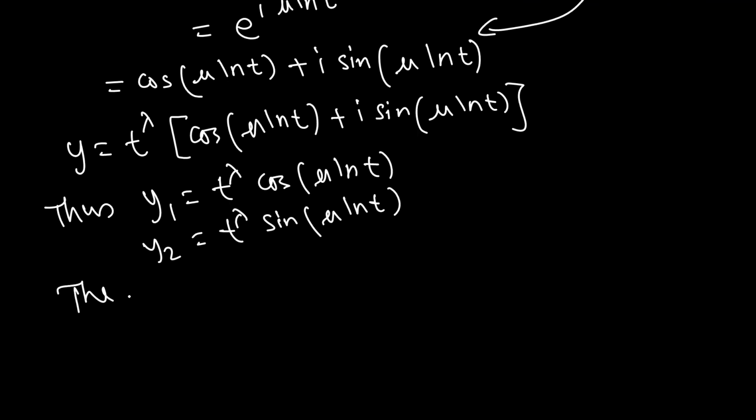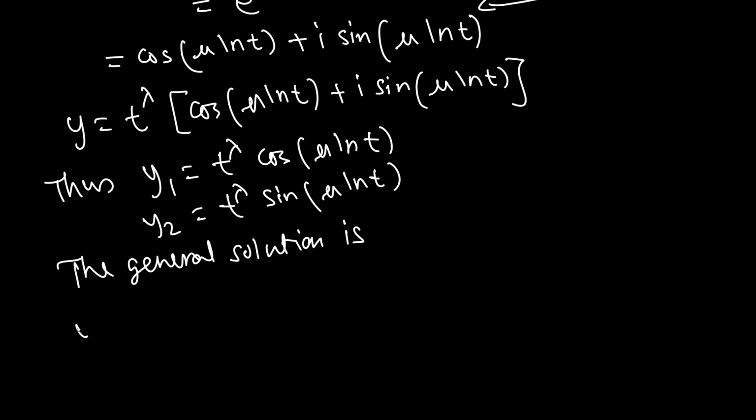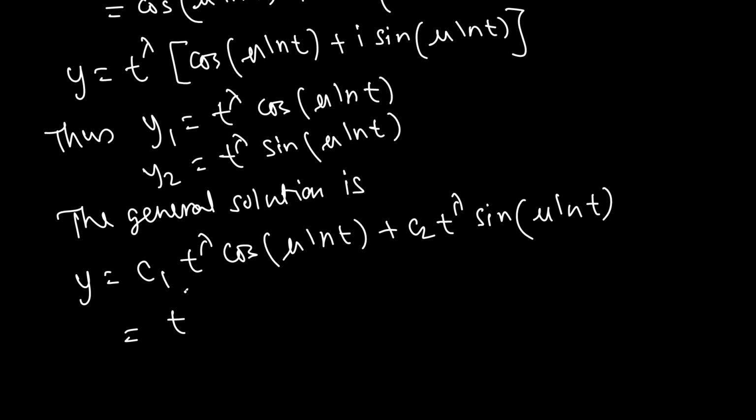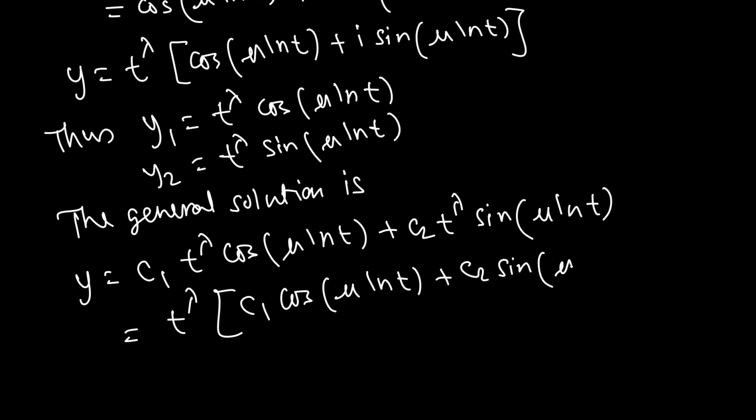So the general solution when the roots are complex is y equals c1 first solution t raised to lambda cosine mu ln t plus c2 t raised to lambda sine mu ln t. This is it. Or we can do better, we can just factor t raised to lambda out: c1 cosine mu ln t plus c2 sine mu ln t. Okay, this is how we get the final general solution.